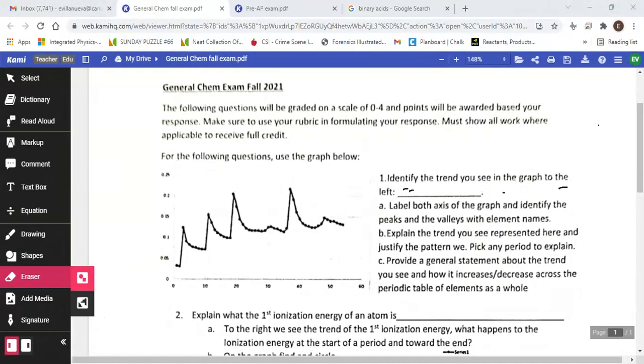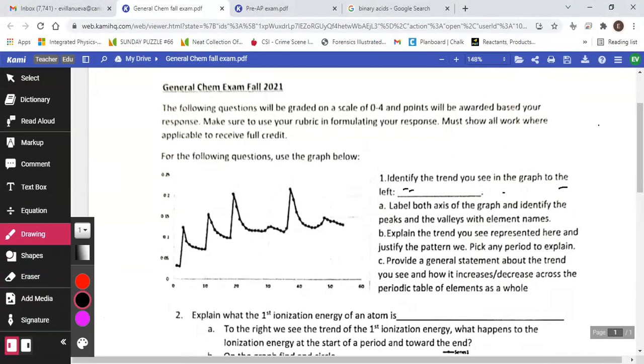Okay, so if you did your graphs in your notes, all you had to do for this one was basically take a look at the 3 graphs and figure out which one this was. And if you have them in there, you should have figured out that this is atomic radius versus atomic number. Okay, that's all you had to do for this question.